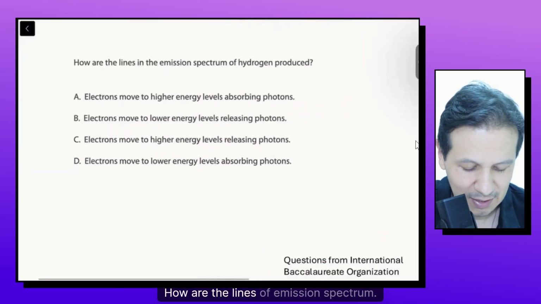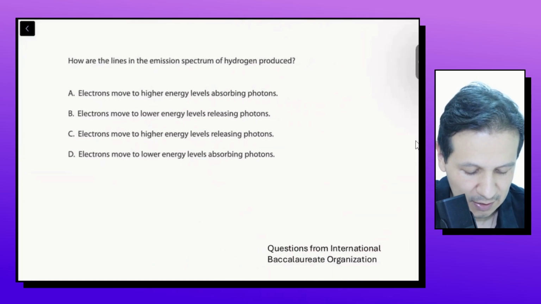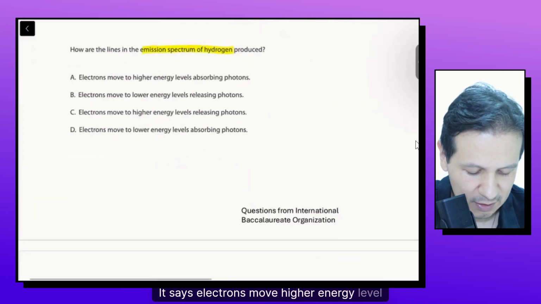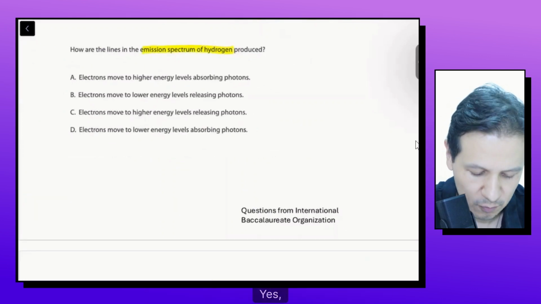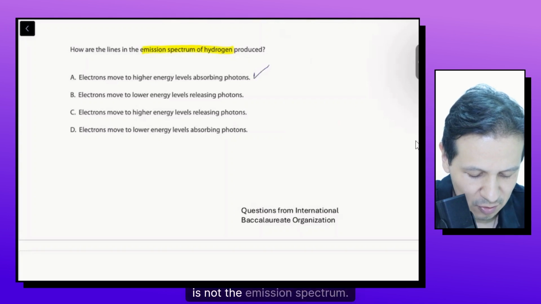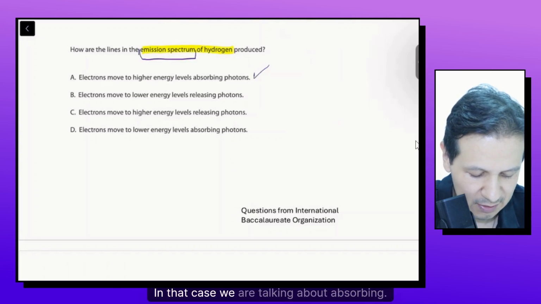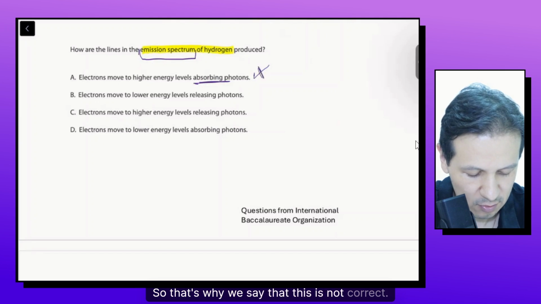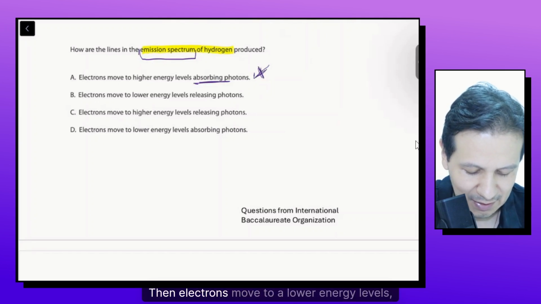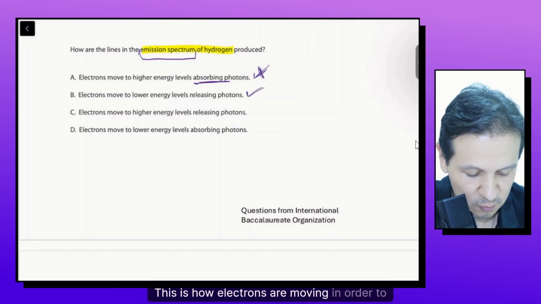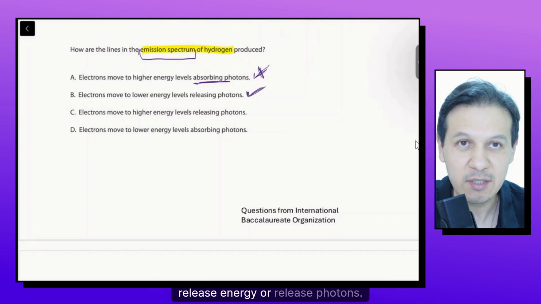How are the lines of the emission spectrum formed? Again, emission spectrum of hydrogen. It says electrons move to higher energy levels absorbing photons. Yes, this is true, but in that case, it is not the emission spectrum. In that case, we are talking about absorbing. So that's why we say that this is not correct. Then, electrons move to lower energy levels releasing photons. This is correct. This is how electrons are moving in order to release energy or release photons.